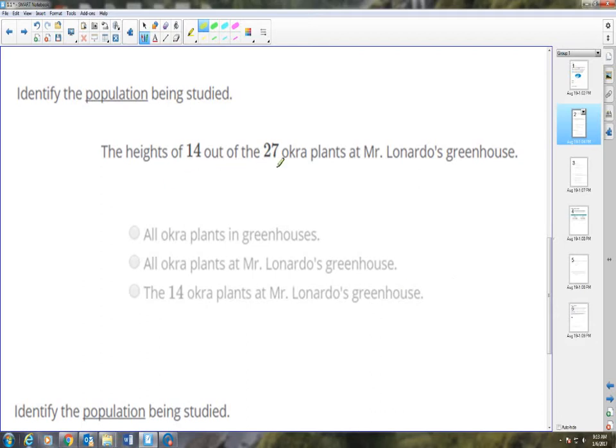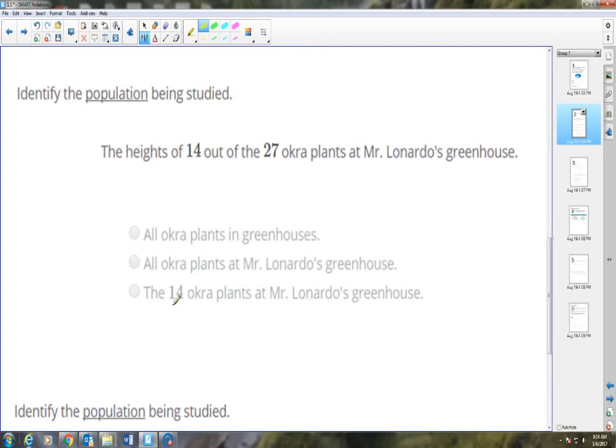The height of 14 out of 27 okra plants in Mr. Leonardo's greenhouse again. Okay, so choose the appropriate response. Which one? So what is the population? All the okra? All the okra in Mr. Leonardo's greenhouse? The 14 okra.